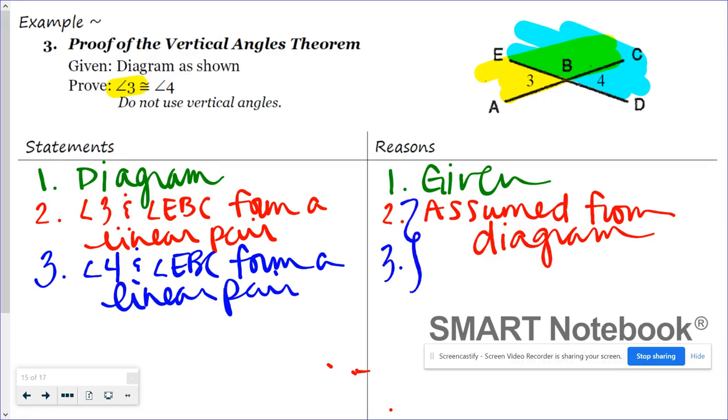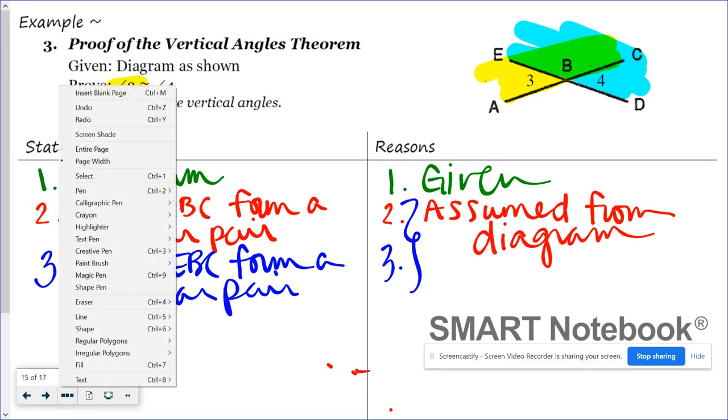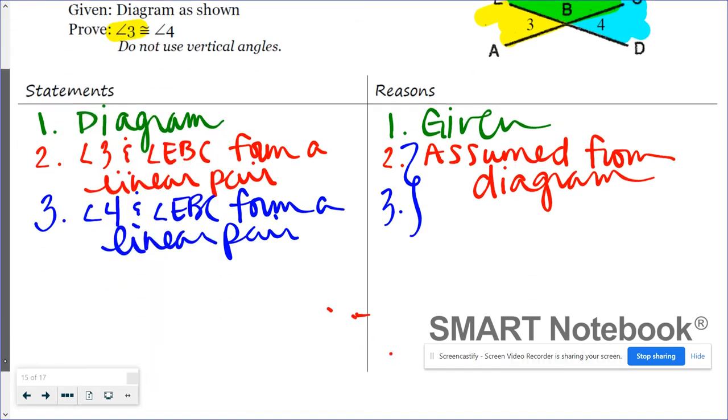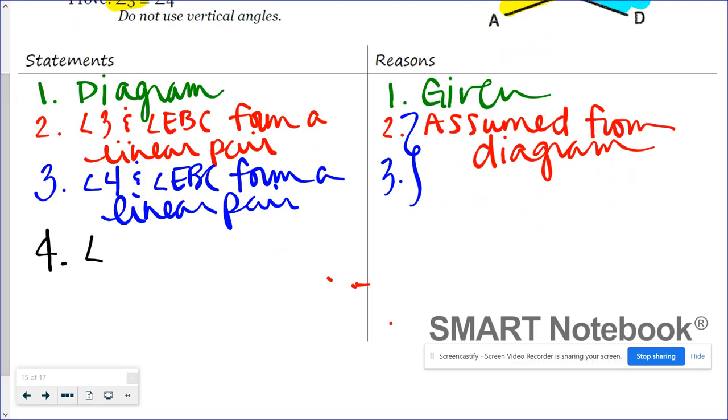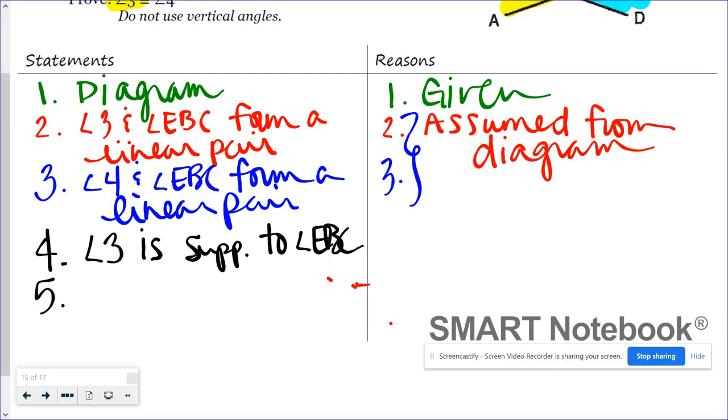So why is that worth mentioning? This whole business about these two angles forming a linear pair. That's right, because if they form a linear pair, that means that they're supplementary. Okay, so I'm going to say that next. I'm going to say that angle 3 is supplementary to angle EBC. I'm going to say the same thing about angle 4, that it is supplementary to angle EBC.